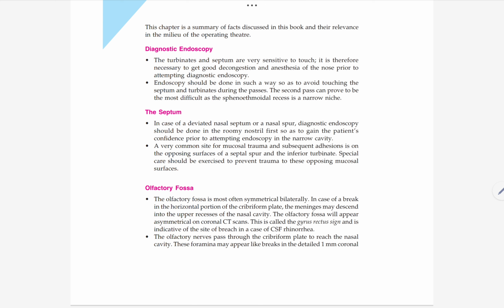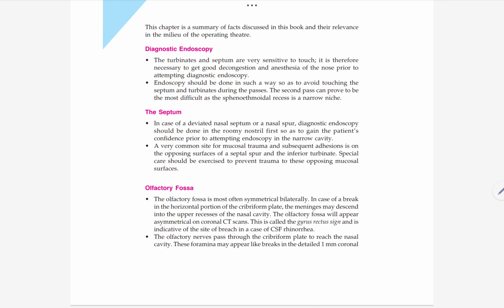Endoscopy should be done in such a way as to avoid touching the septum and the turbinates during the passes. The second pass can prove to be the most difficult as the sphenoethmoid recess is a narrow niche. The septum. In case of a deviated nasal septum or a nasal spur, diagnostic endoscopy should be done in the roomy nostril first so as to gain the patient's confidence prior to attempting endoscopy in the narrow cavity.